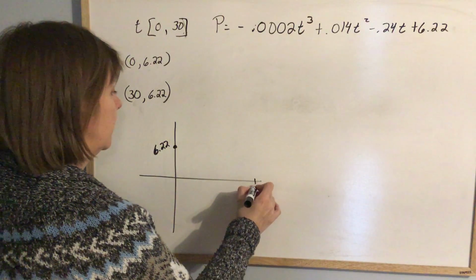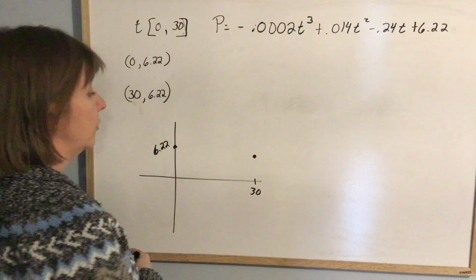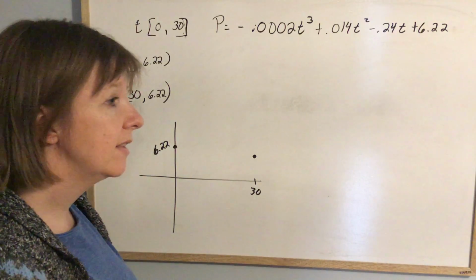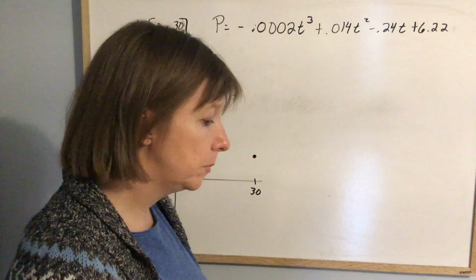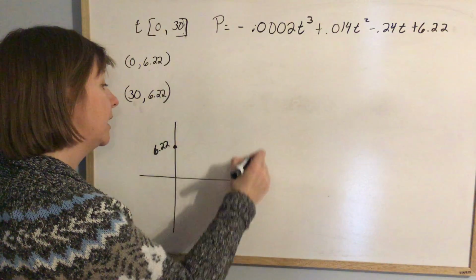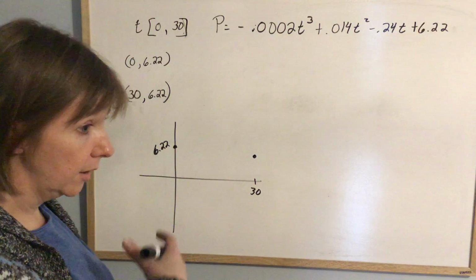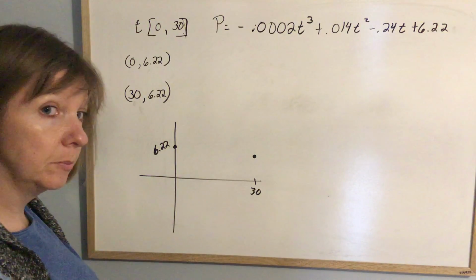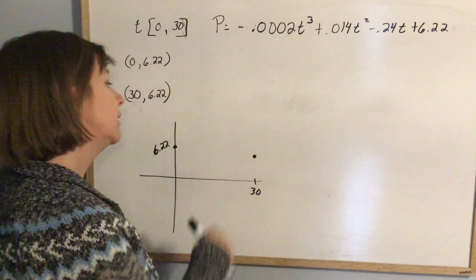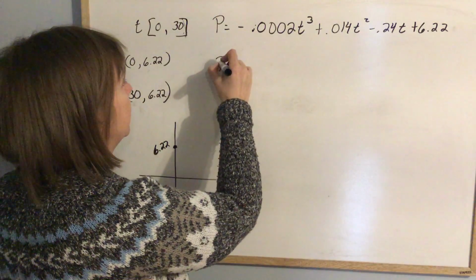And at 30 minutes, it's 6.22 again. But what happens in between time? Where is it at its lowest pH? Maybe this is the lowest pH and that candy is going to make the pH level in your mouth have a higher pH number, which would mean it would be more basic. Or maybe it's going to go the other way. So here's what we need to do. We need to find the derivative.